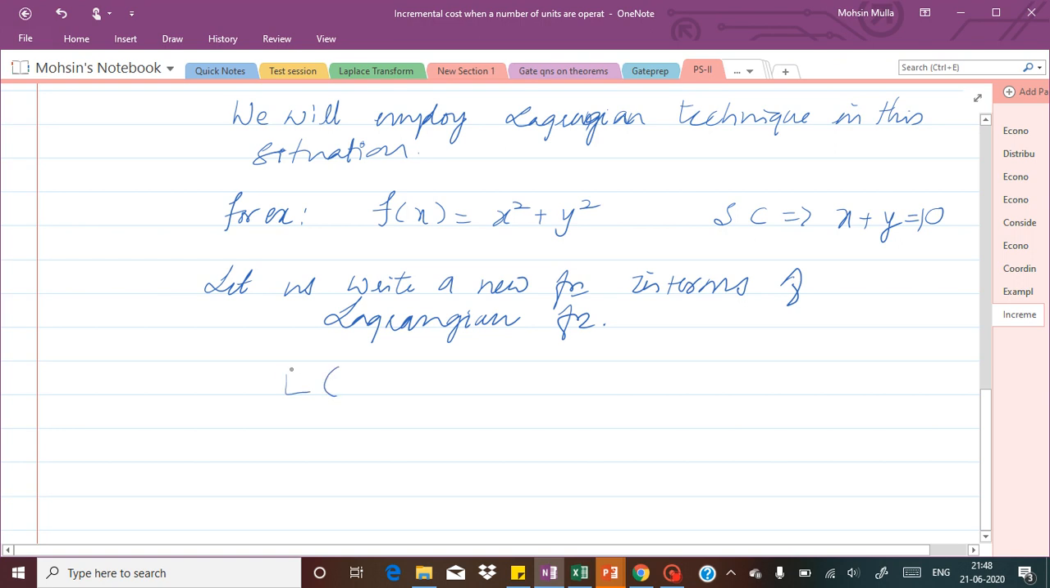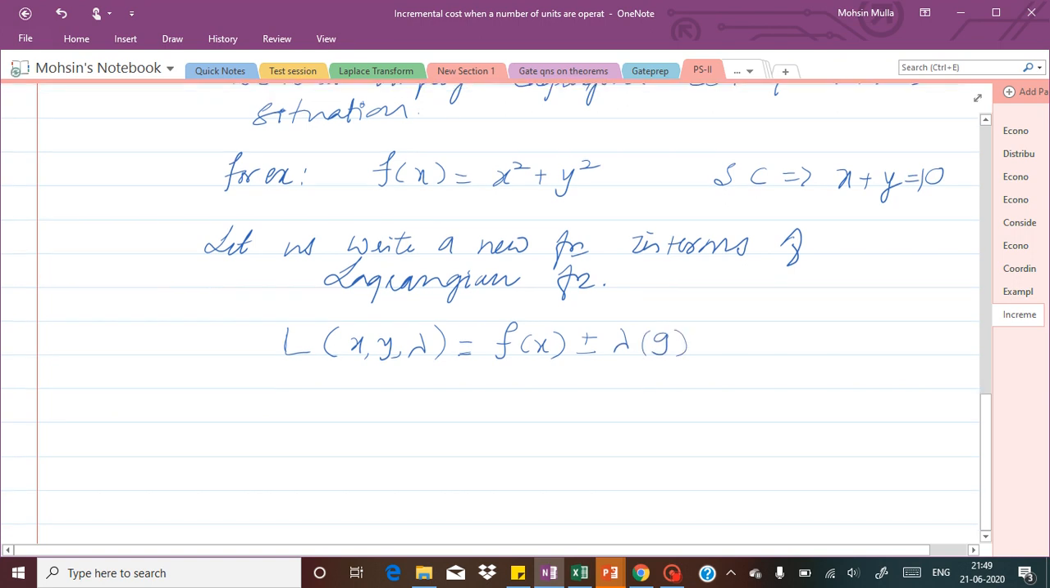So L of, say, this function is for different variables, so there are x, y, and we'll take one multiplier called lambda, the Lagrangian multiplier lambda. This new function is represented for the given function f of x only. So this new function is equal to f of x, but along with that there will be one term, plus or minus lambda into g.